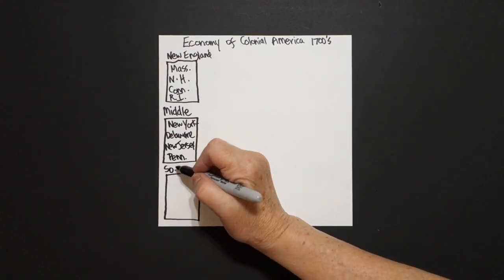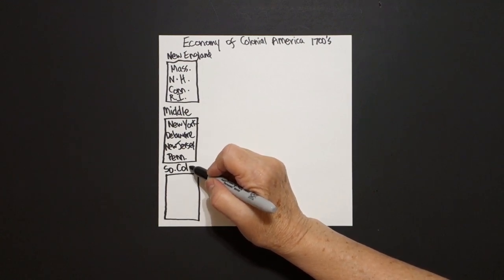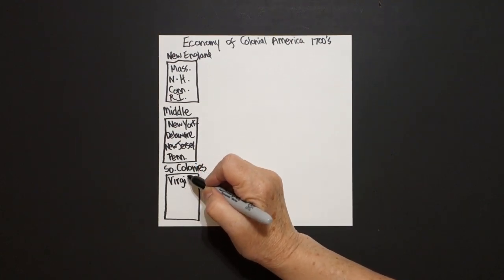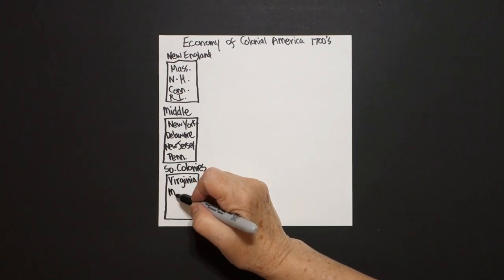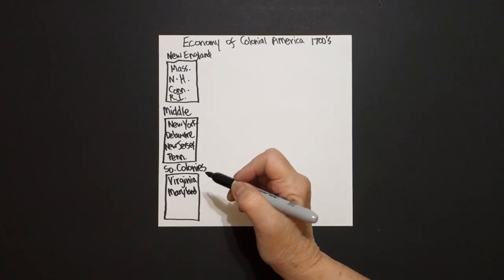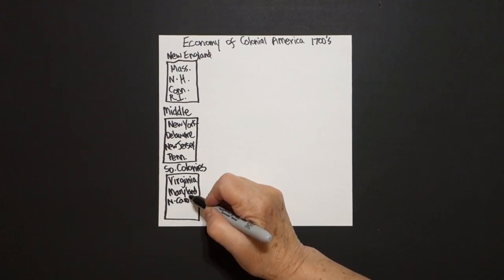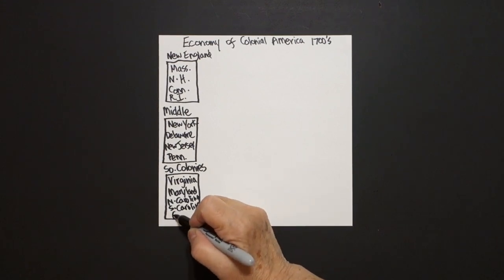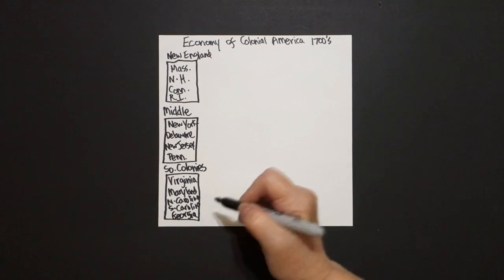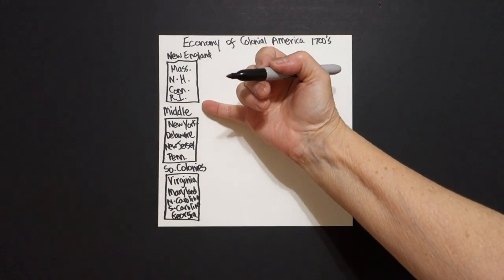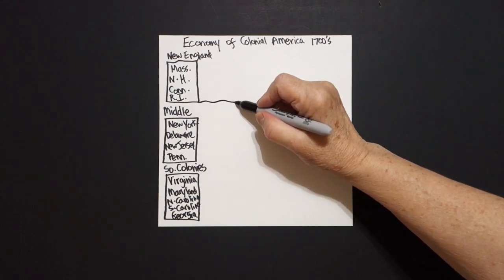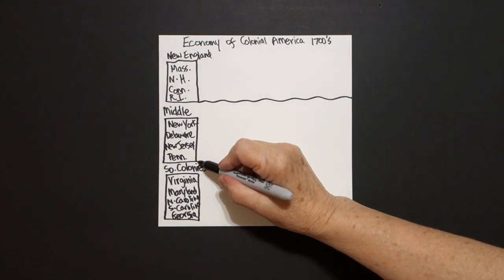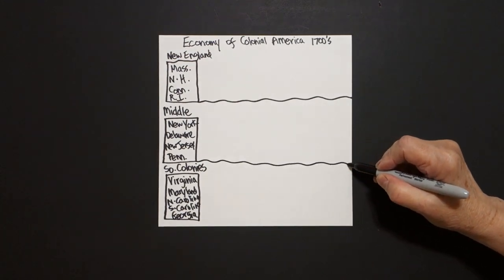The southern colonies are the last rectangle, and those are Virginia, Maryland, North Carolina, South Carolina, and Georgia. Starting at the bottom corner of each rectangle, I'm going to draw a slightly wavy line across to the edge of my paper. Come down to this corner, slightly wavy line to the edge of my paper.